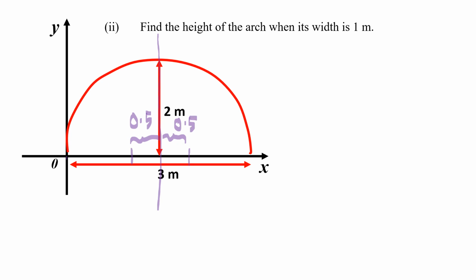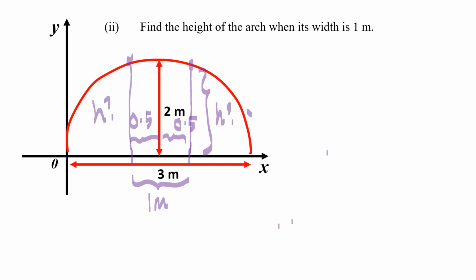Okay, I'm going to erase this since you know what I'm talking about already. So to get the width of the arch to be 1 meter, here to here, 0.5 plus 0.5 is 1 meter. Then the height would be this much here. This is the height that you need to find. Do you understand?